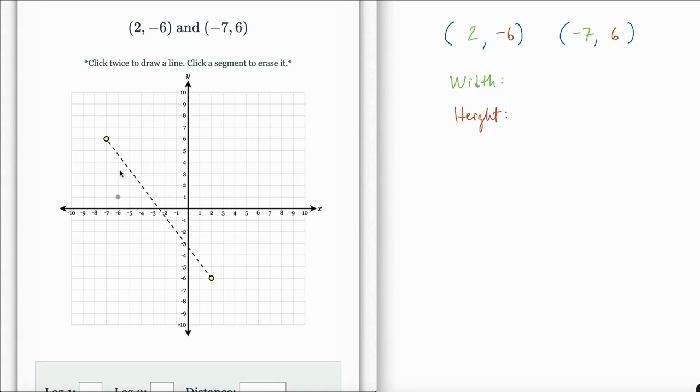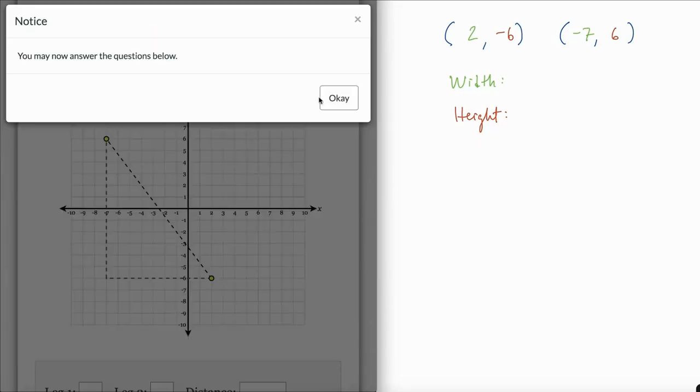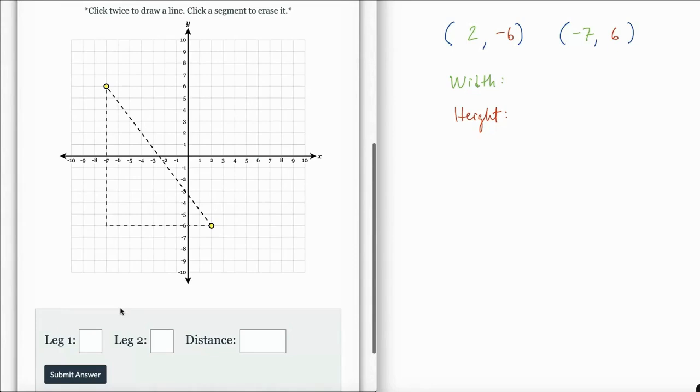So to draw the height, what we should do is start here, click once, and then go down, straight down to a y value equivalent to the y value of this yellow point. So straight down, but down to that. If you click, that represents the height. Now we're going to click again once, and then go over straight to the right to that point. It says we may now answer our questions.